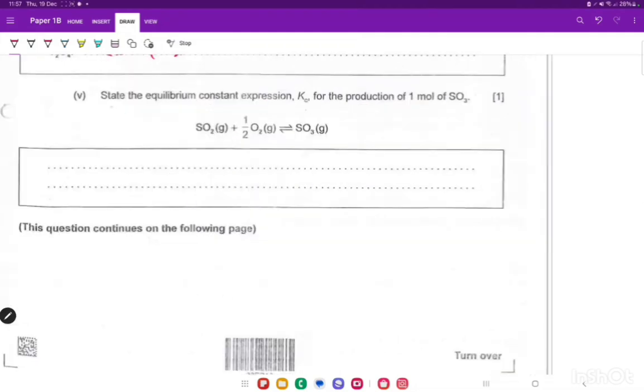Next question is state the equilibrium constant expression Kc for the production of 1 mole of SO3. The reaction is given: SO2 plus half O2 gives you SO3. The Kc is always equal to the concentration of product, which is SO3, upon the concentration of reactant, which is SO2, into O2 to the power 1 by 2. This will be the expression for Kc: concentration of products upon concentration of reactants, SO3 upon SO2 into O2 to the power half.